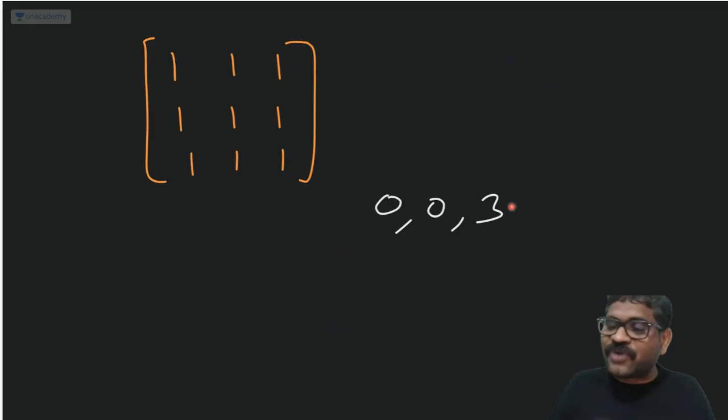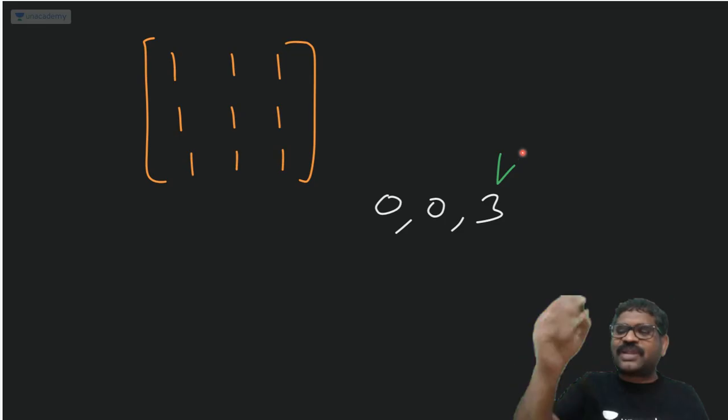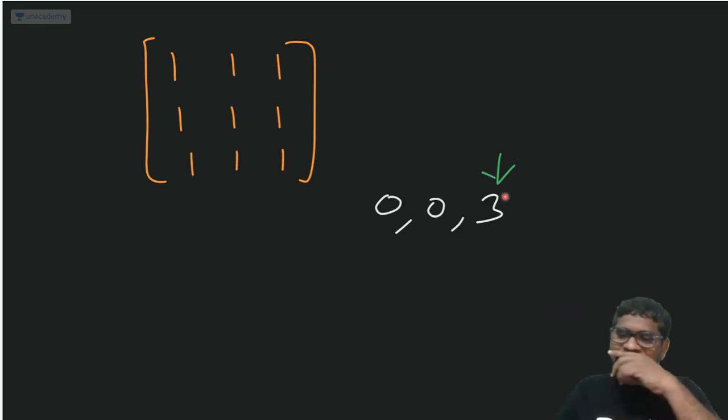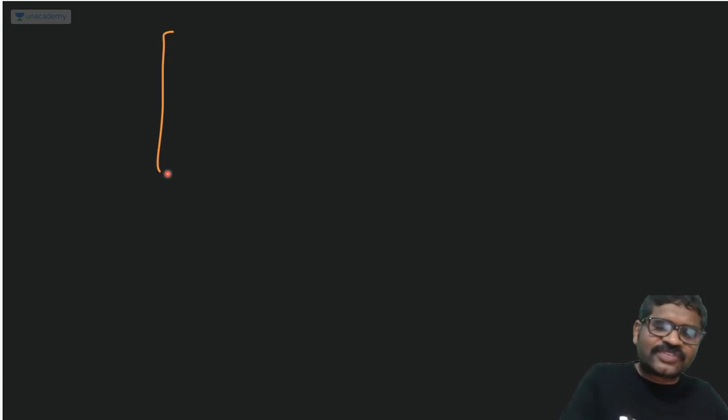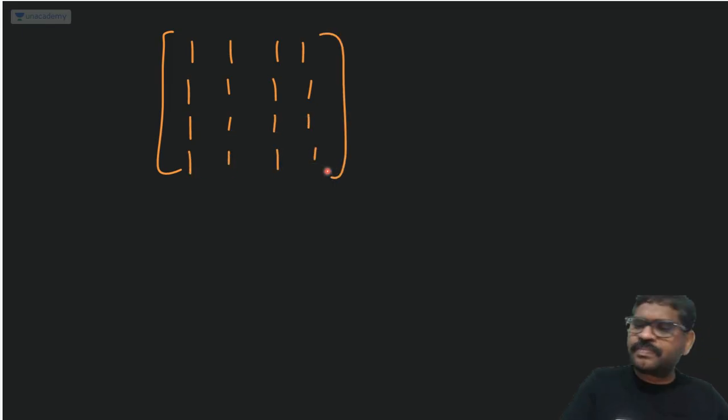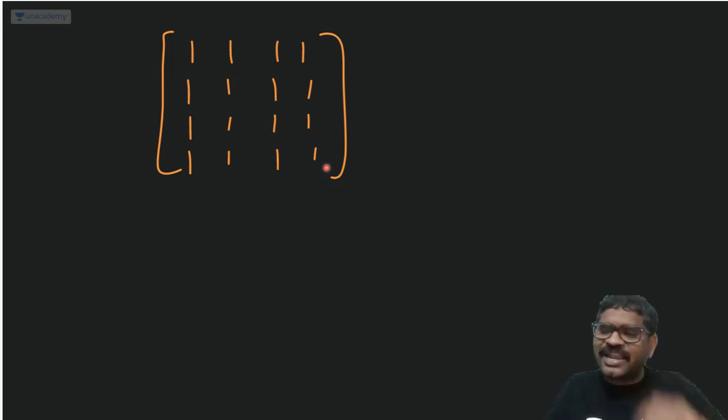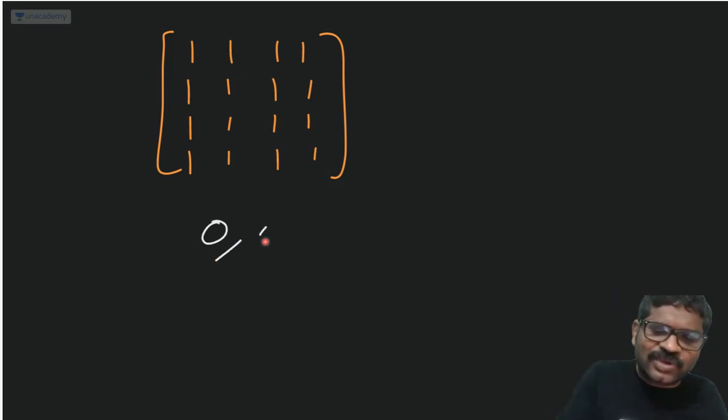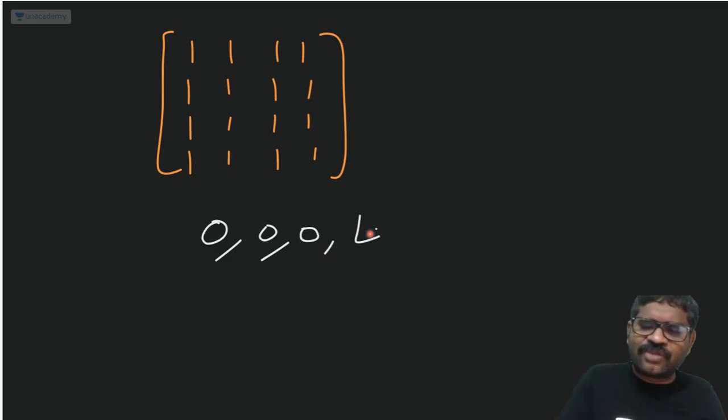Here, sum of all elements of first row 3, second row 3, third row 3. Therefore, 3 is one of the eigenvalues. Understood? Suppose your matrix is 4 cross 4. What are the eigenvalues? 4 rows are identical. Therefore, 3 eigenvalues are 0. One eigenvalue 4. Understand?